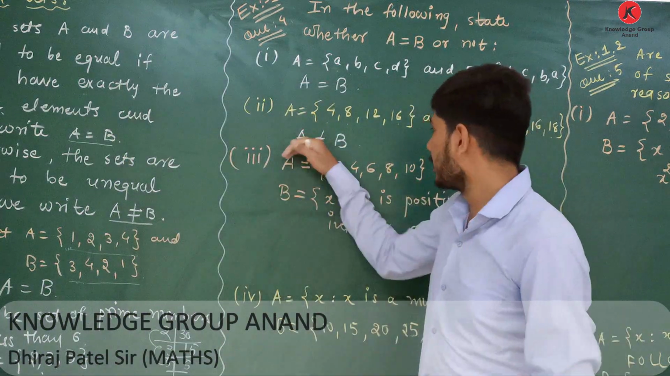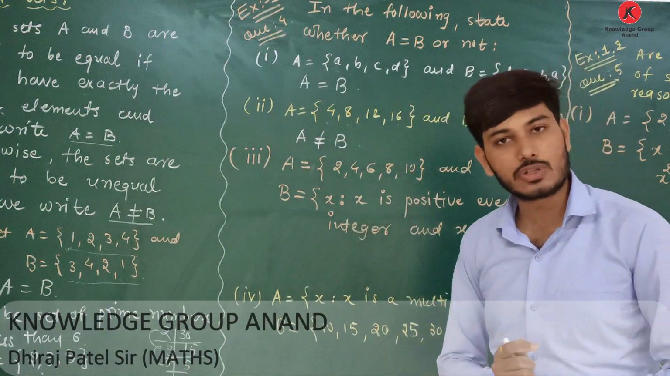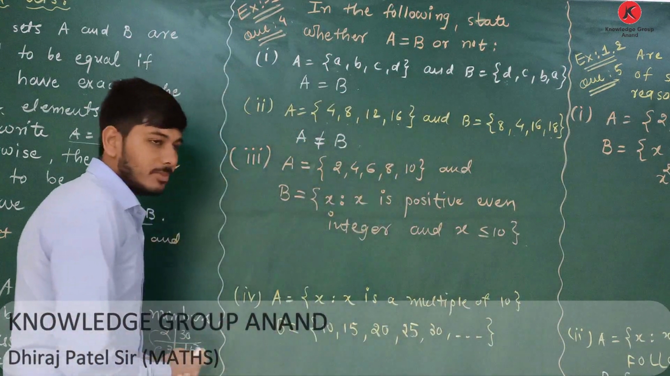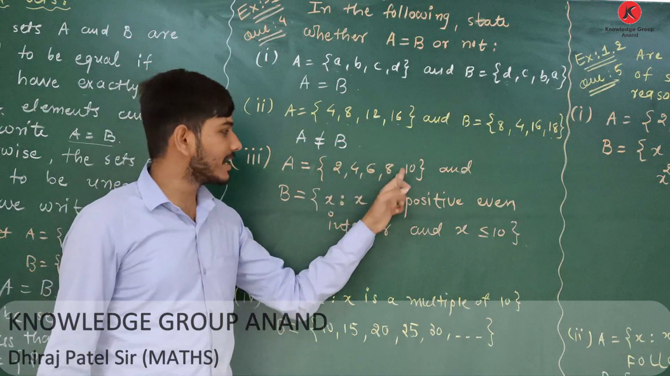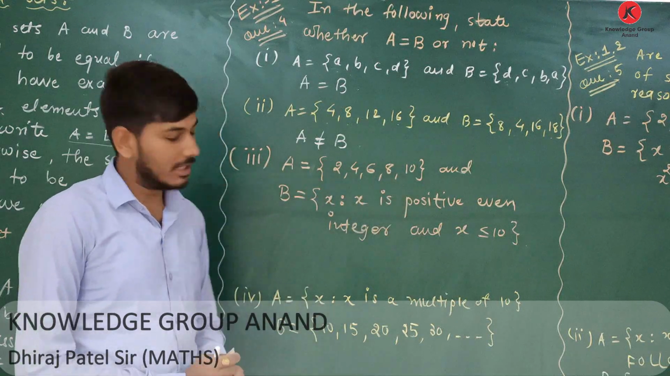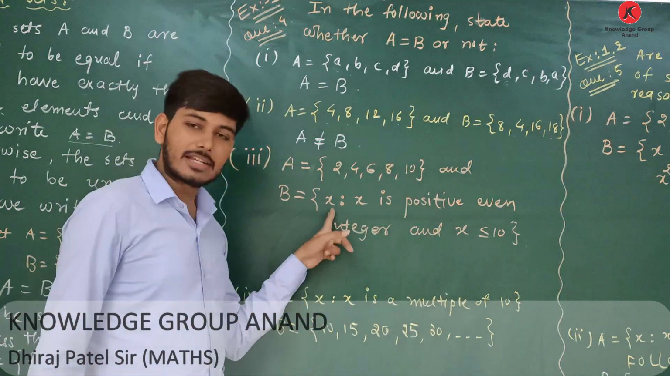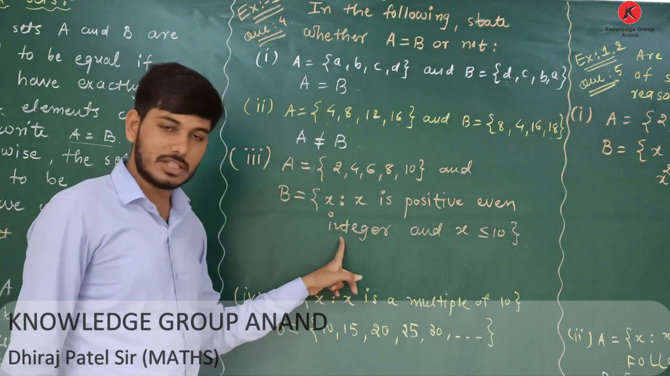We can say that A does not equal B. This is the notation for A does not equal B. Now, going for the third question. Set A equals 2, 4, 6, 8, 10. There are 5 elements. And the set B equals X such that X is a positive even integer.